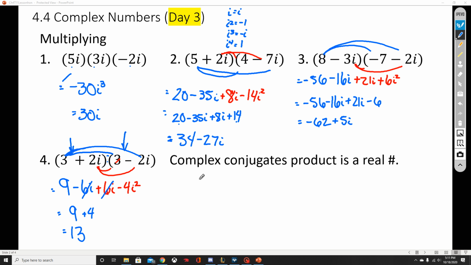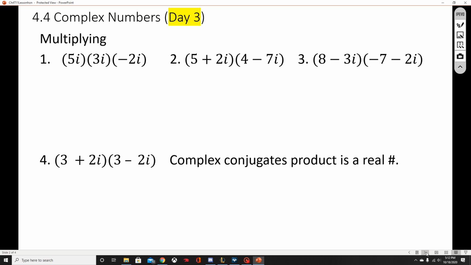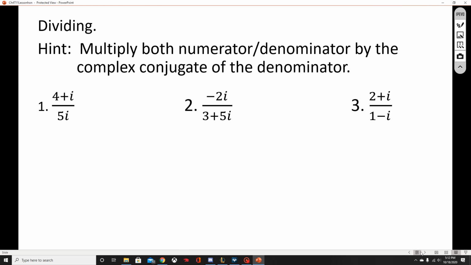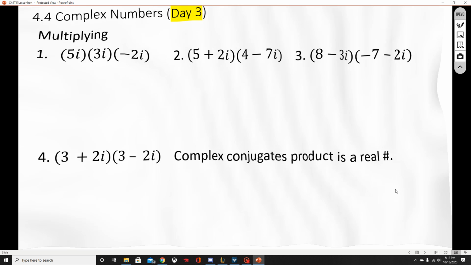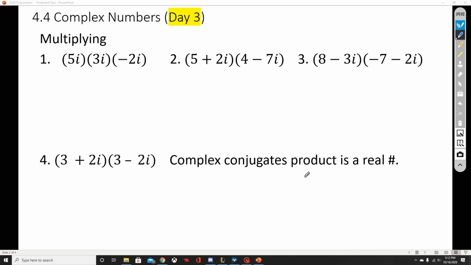And if we have a way to create complex conjugates, if a plus bi is the complex number, then its complex conjugate would be a minus bi. And you can distribute that and check to see that this is true. Let me just rewrite that again. If a plus bi is a complex number, then its complex conjugate would be a minus bi.